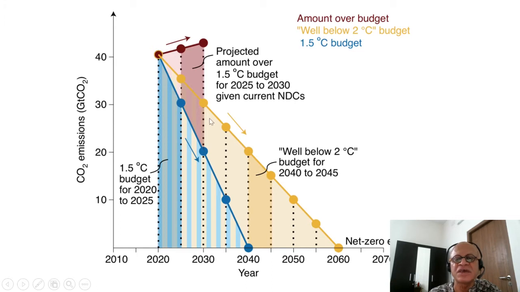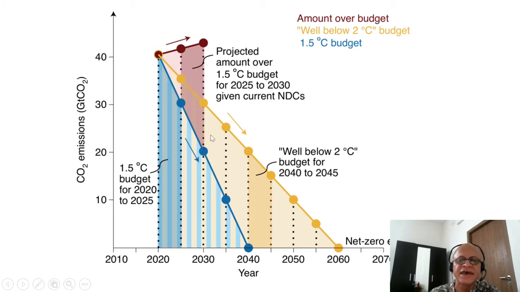And this is the same thing but for the 2 degree C target, where you're going to hit the net zero emissions. So for 1.5 we have to hit net zero by 2040, and for 2 degree C we have to hit it by 2060. So the amount over budget can be projected, and that has to be included in the nationally determined contributions or any of the geoengineering plans we are making and so on.